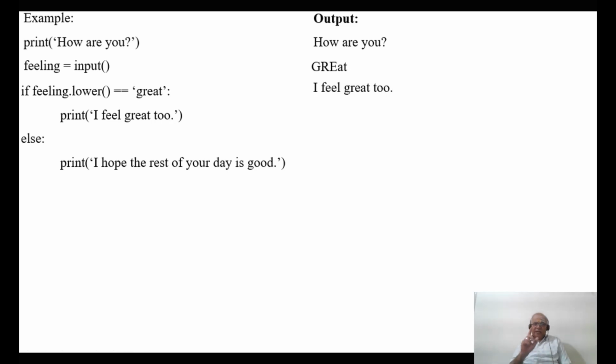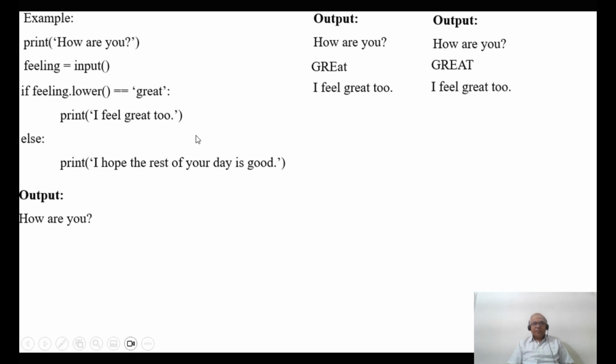So this is one input. Suppose how are you? And then I will give it in this fashion, all capital letters, GREAT. Now what if feeling dot lower? I am converting all these capital letters into small letters. That means small great. This small great is equal to this small great, the condition is true, therefore I feel great too.